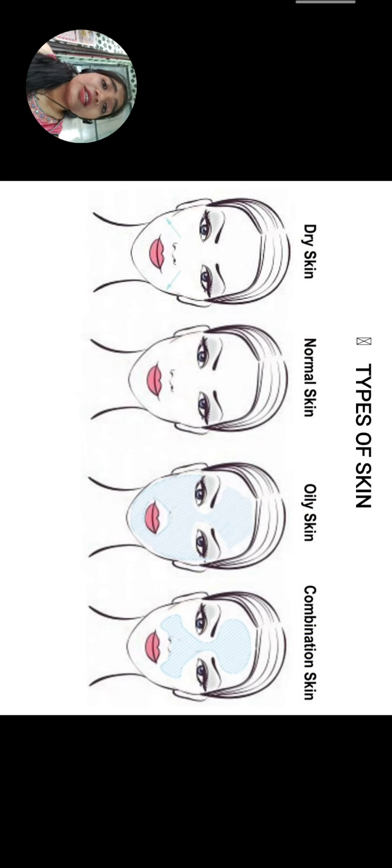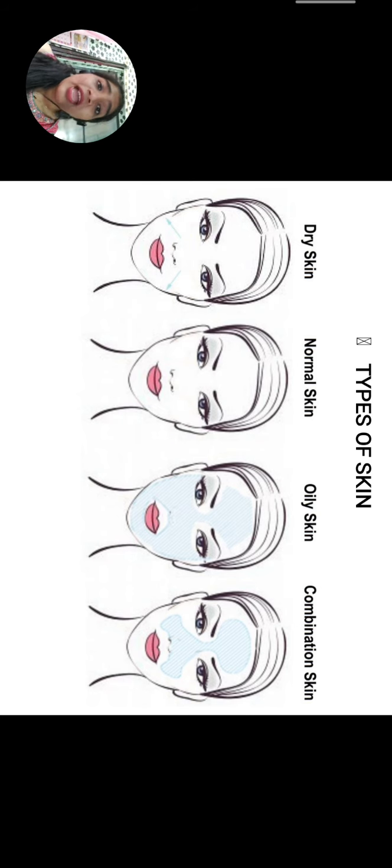Then we come towards oily skin. Oily skin, as we see, there are the blue patches all over the face. That means there's a lot of oil over the face. Then we have an oily skin, and only if we have the oil over our T-zone, we have a combination skin. How do we determine what type of skin we have?